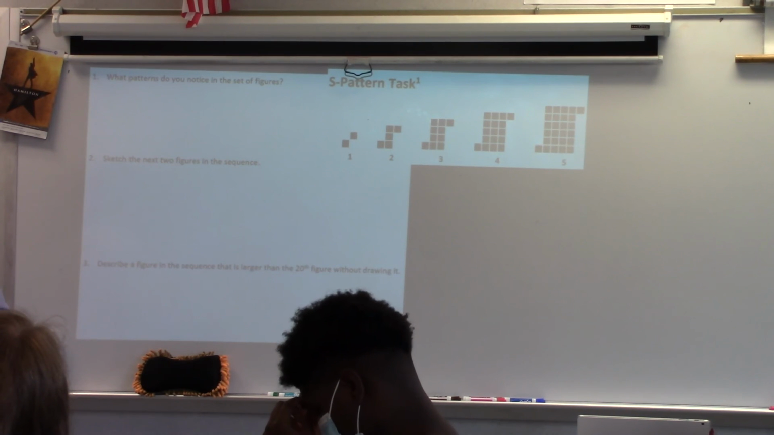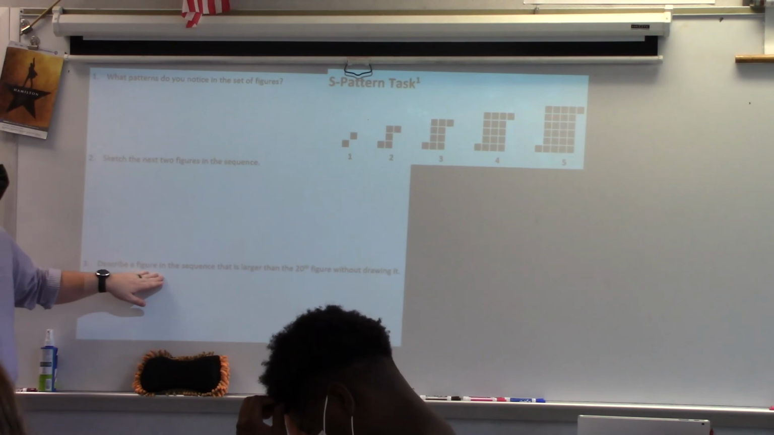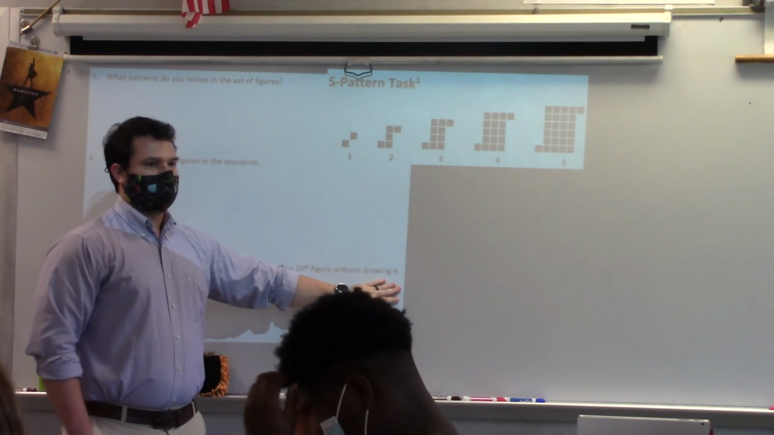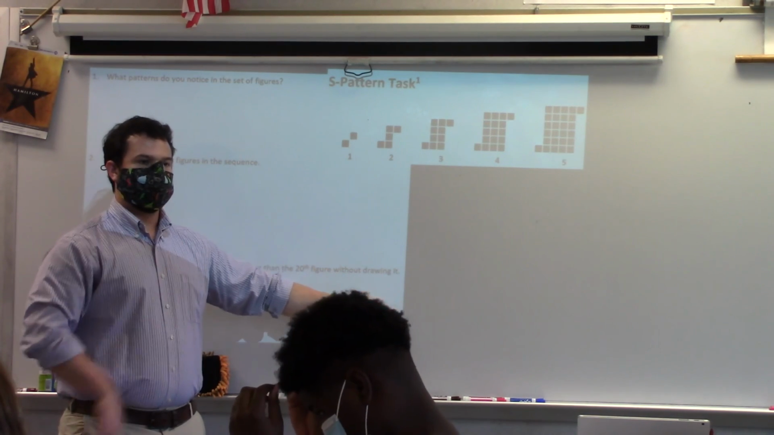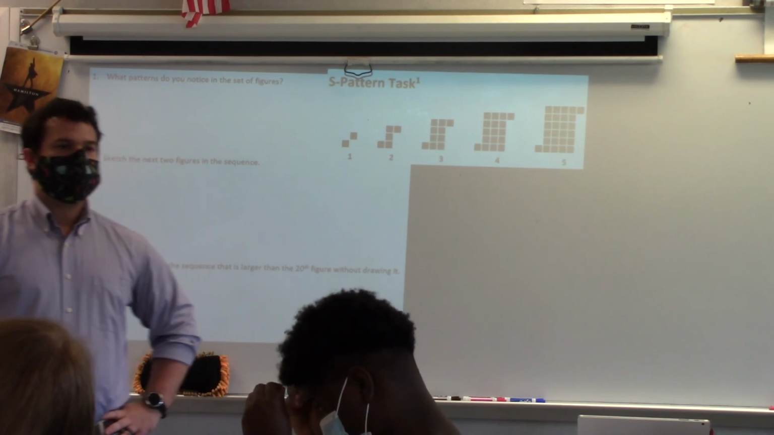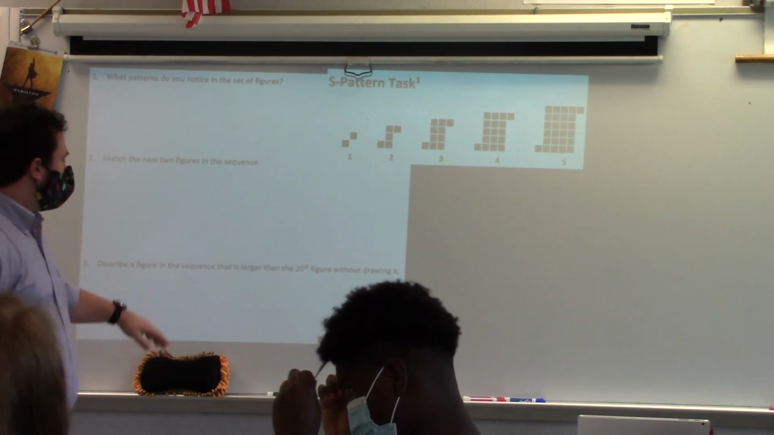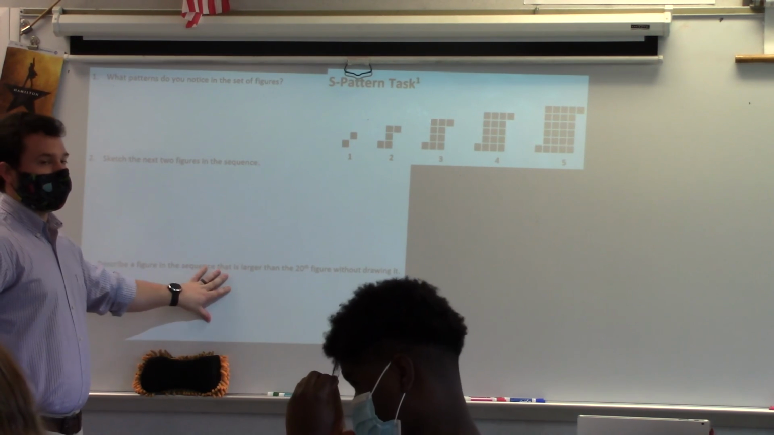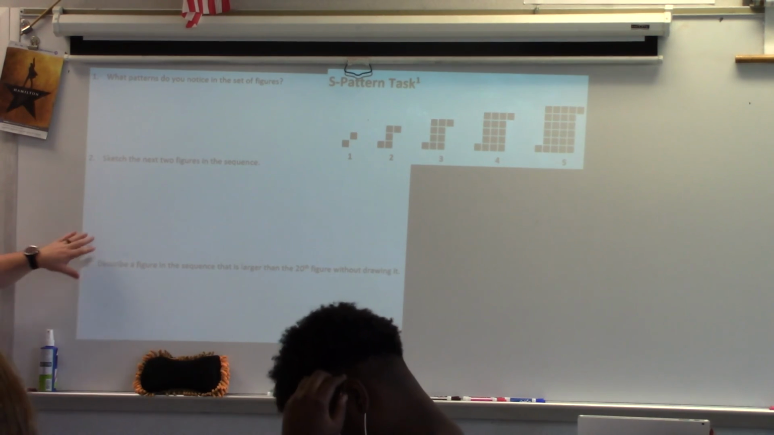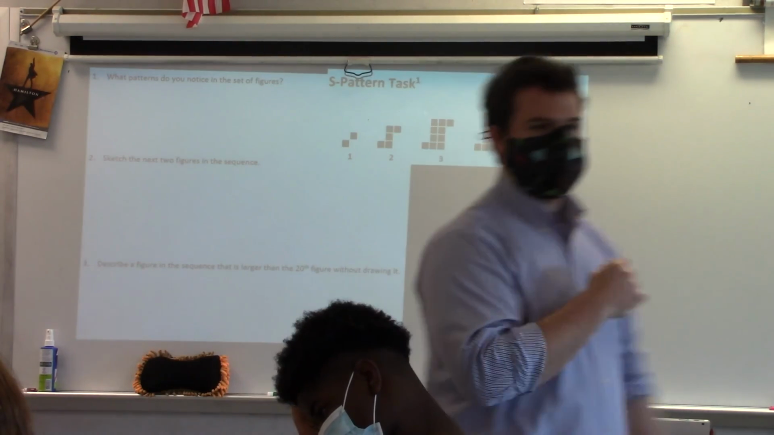Number 3, describe a figure in the sequence that is larger than the 20th figure without drawing it. Wouldn't the 21st figure be larger than that? Sure, then go with 21 if you want. Everything above 21 would be larger than 20. Have you described what that 21st figure looks like though? We know what it looks like. Okay, but that's my point. We're trying to describe what that figure looks like.